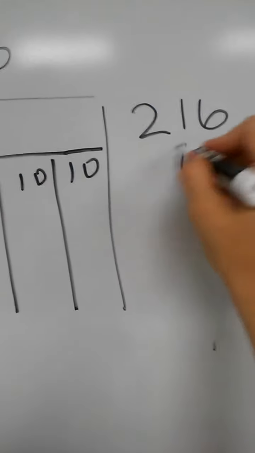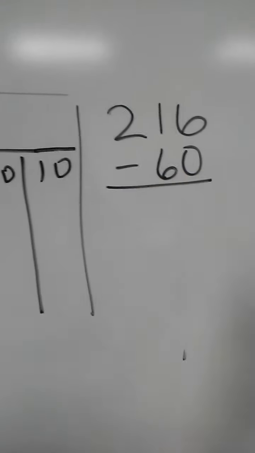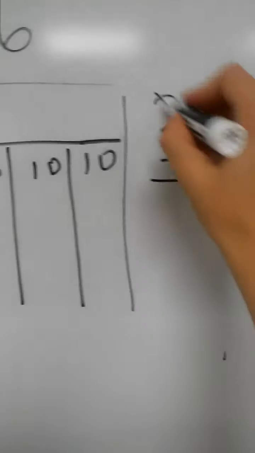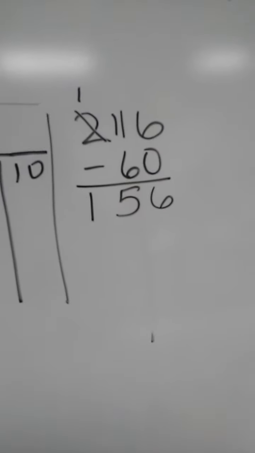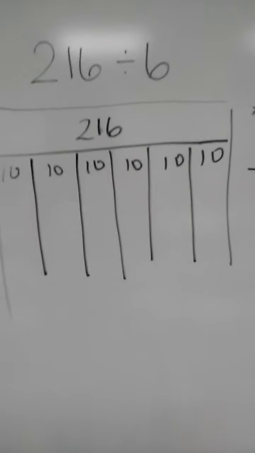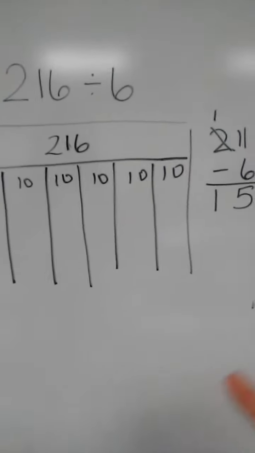From my whole, I just passed out 60 of my 216. So I'm going to subtract 60 from 216 to see how much I still have left to pass out. 6 minus 0, I would regroup this. So I have 156 left. Wow, that did not make much of a dent in my 216. I want to maybe pass out larger groups.